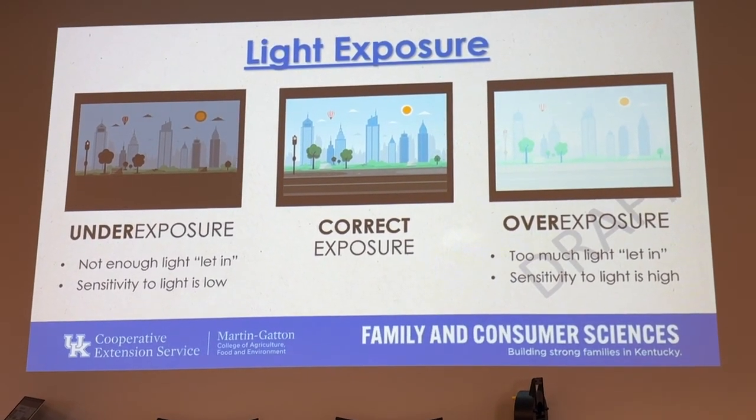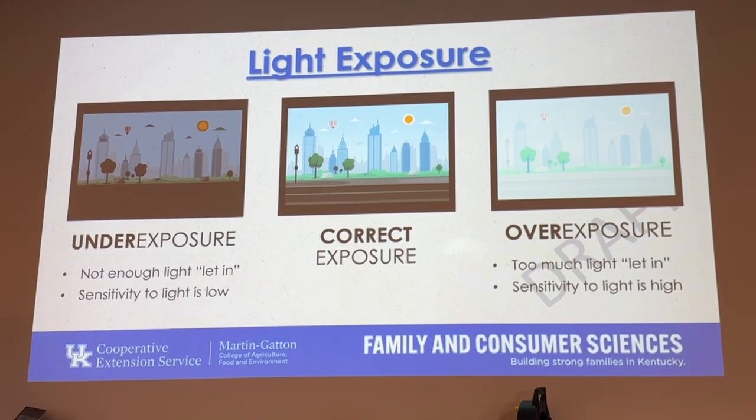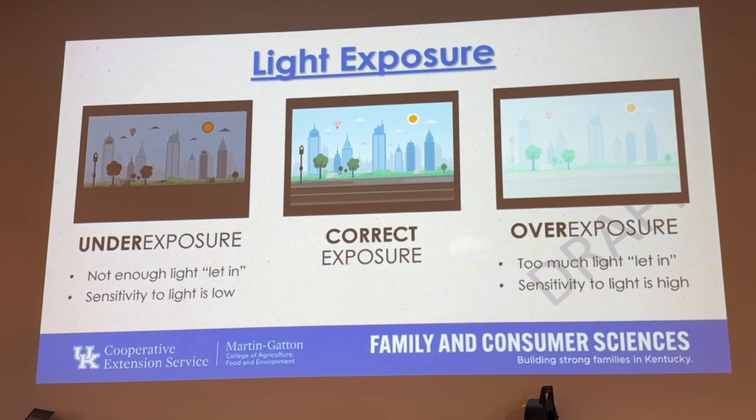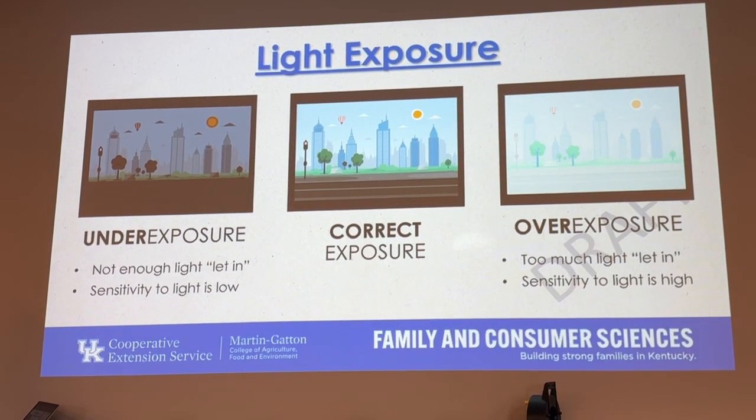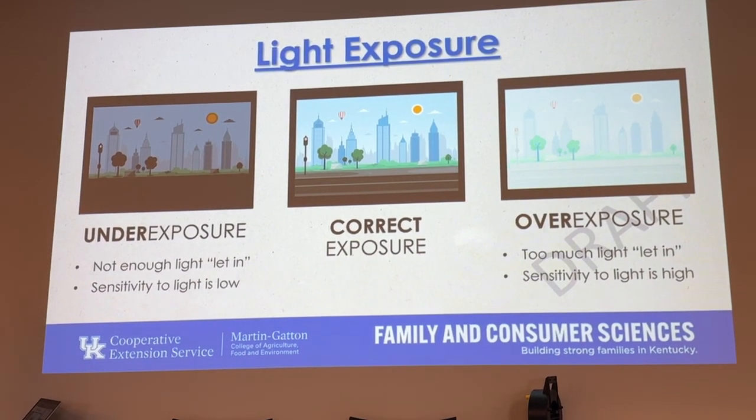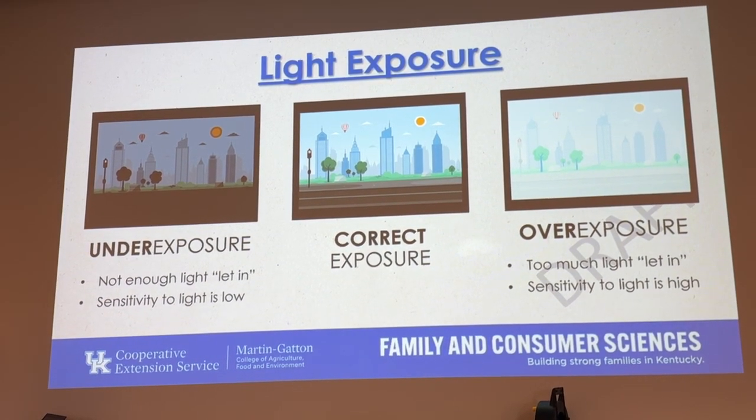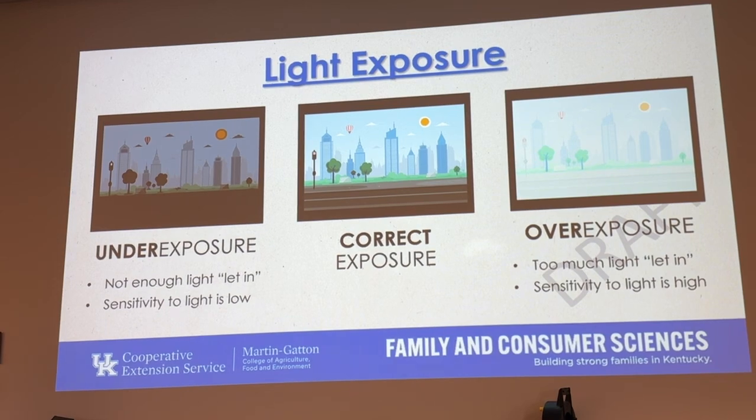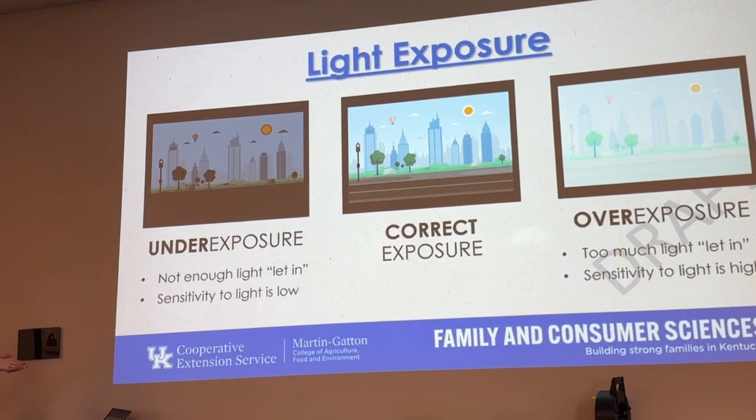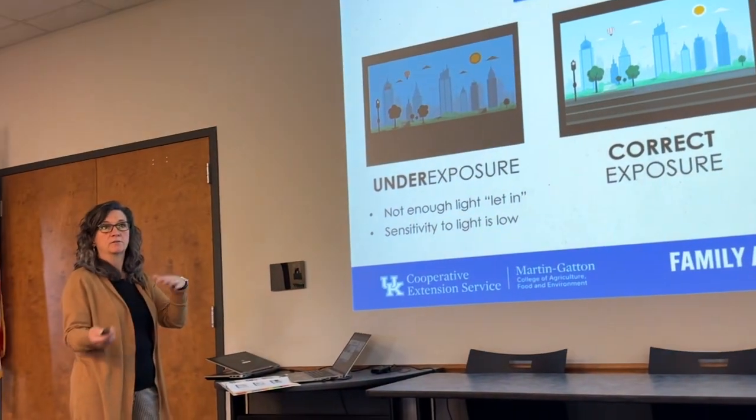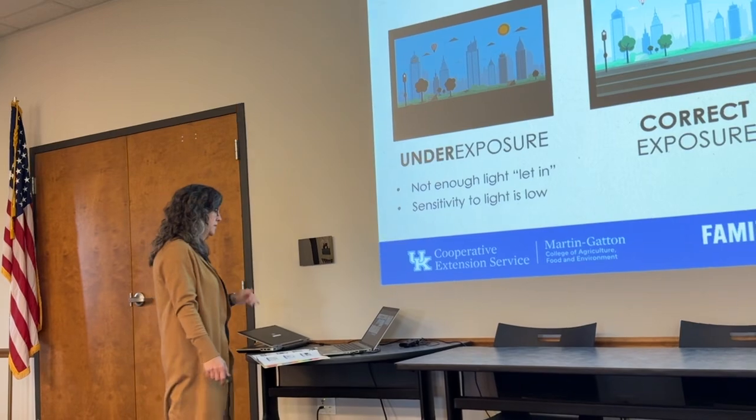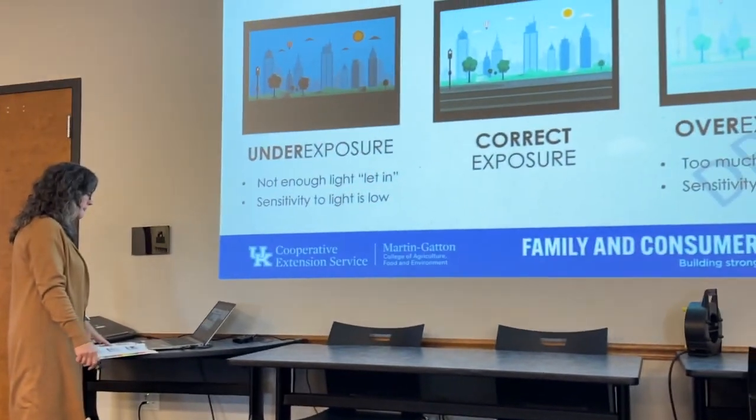So then we're going to talk about light exposure. Most cameras will let us manually control settings to compensate or adjust for low light or high light situations. On your camera, you can say it's night or day or setting sun, that kind of thing. You can have settings on there.